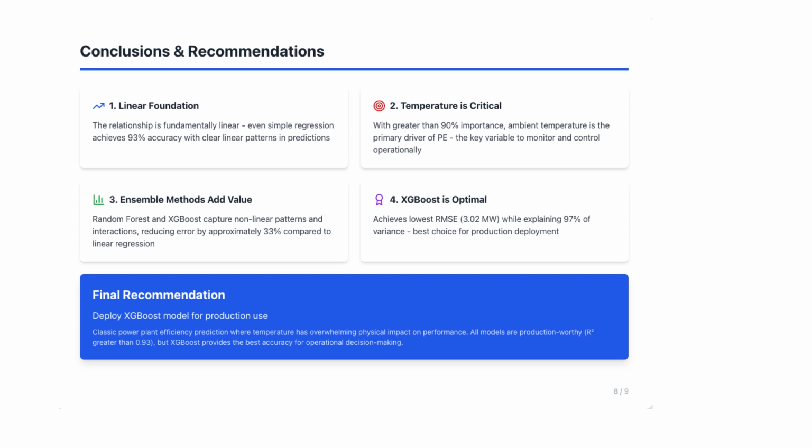Third, ensemble methods like Random Forest and XGBoost reduce prediction error by approximately 33% compared to the baseline. And finally, XGBoost is optimal, achieving the lowest RMSE while explaining 97% of the variance. My recommendation is to deploy XGBoost as the production model.